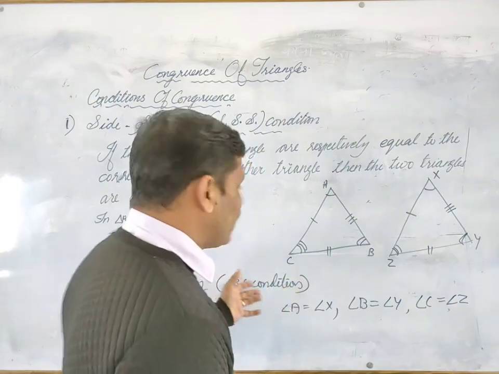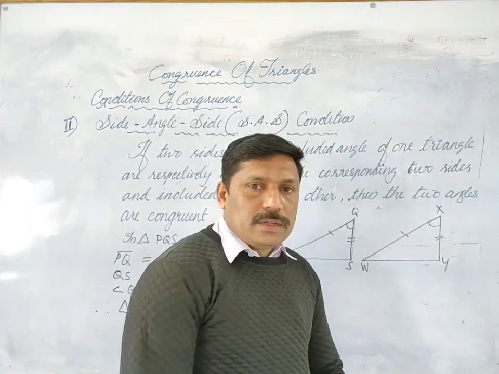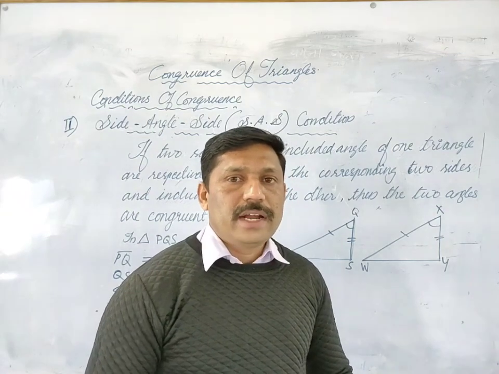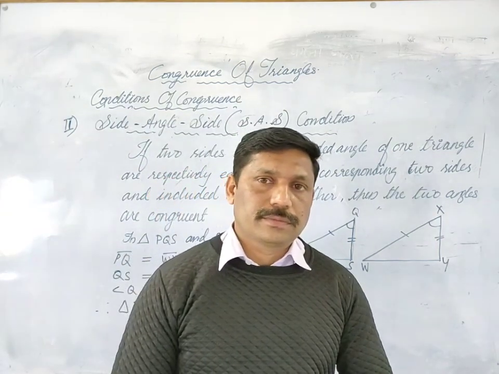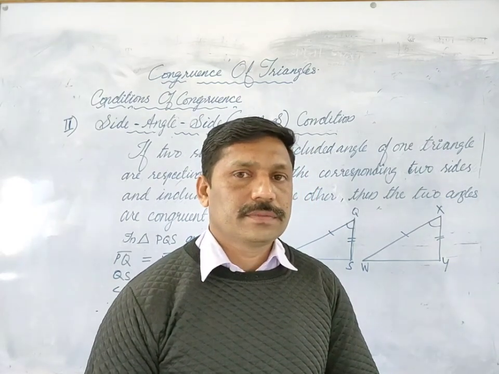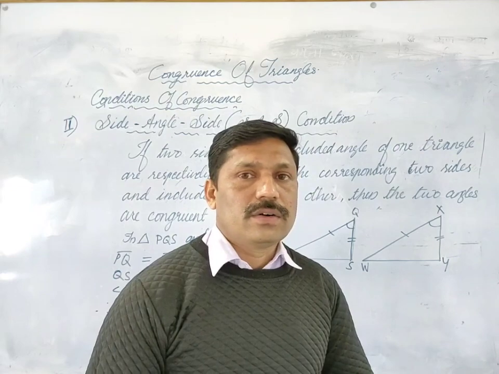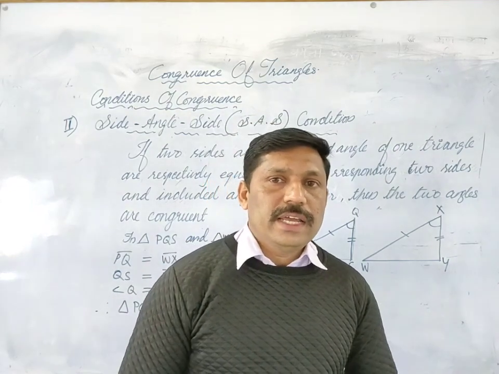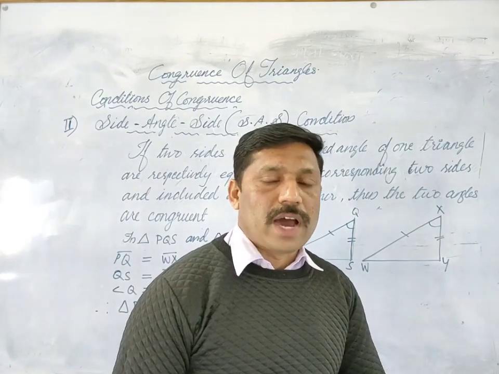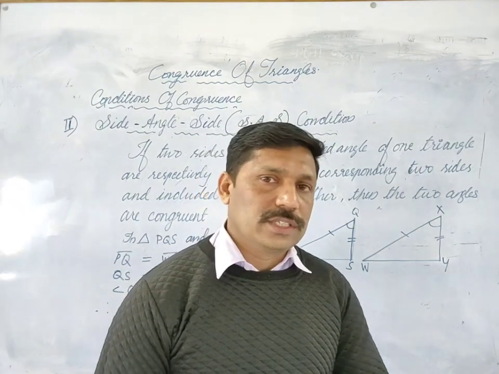Now we are going to discuss the next condition of congruency of the triangle. Okay, students, the second condition of congruency is the side angle side condition. What do you mean by side angle side condition or SAS condition? If two sides and one included angle of a triangle are correspondingly equal to the respective two sides and included angle of another triangle, then those two triangles are congruent by SAS condition.